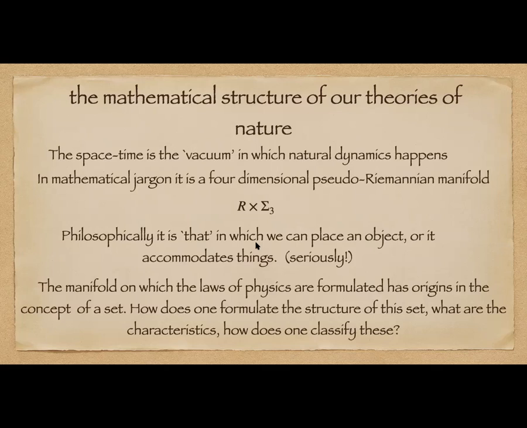Topologically, it's R cross sigma 3. So we use this already in our understanding of general theory of relativity and the theory of gravitation. What is space-time? It's R cross sigma 3. That's a very compact way of basically putting all that we see around us into a mathematical symbol.